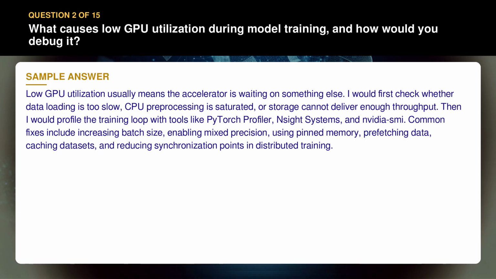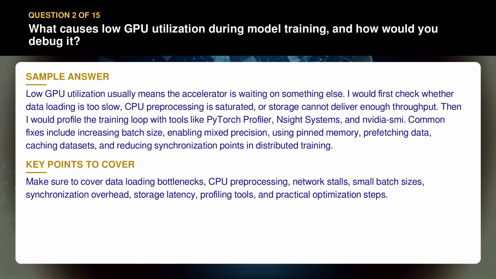Common fixes include increasing batch size, enabling mixed precision, using pinned memory, prefetching data, caching datasets, and reducing synchronization points in distributed training. Make sure to cover data loading bottlenecks, CPU preprocessing, network stalls, small batch sizes, synchronization overhead, storage latency, profiling tools, and practical optimization steps.